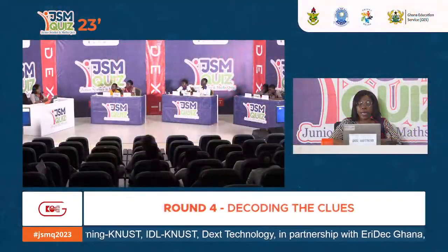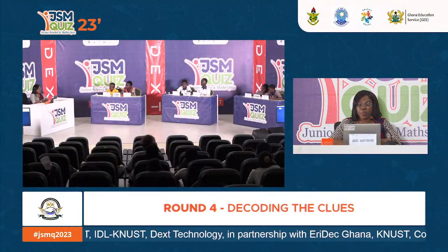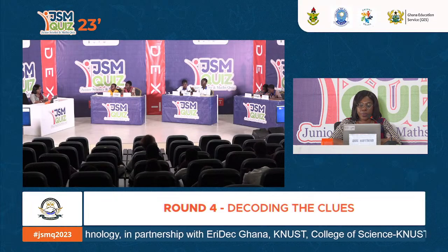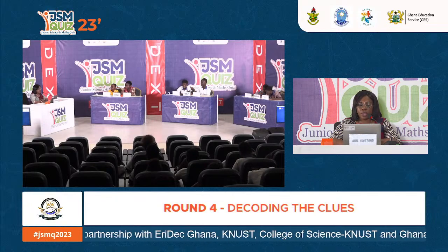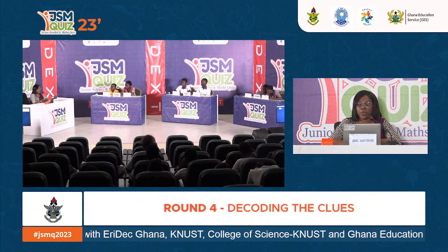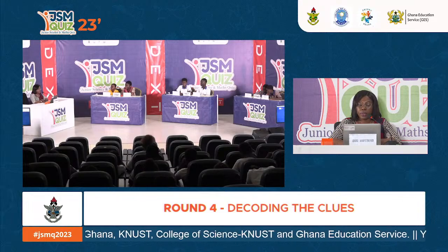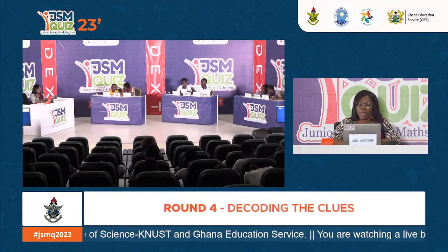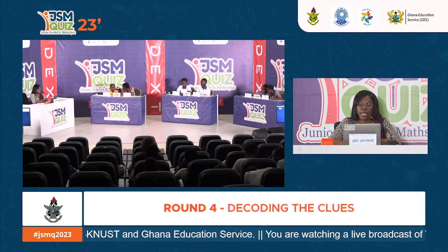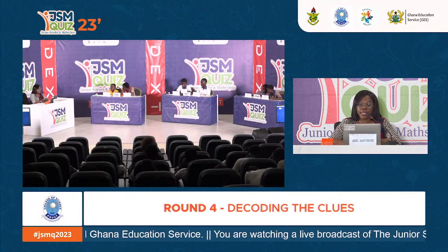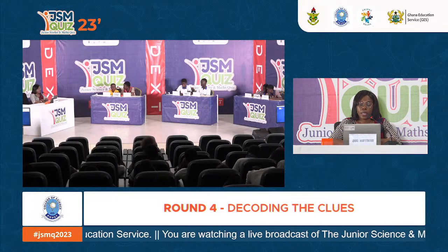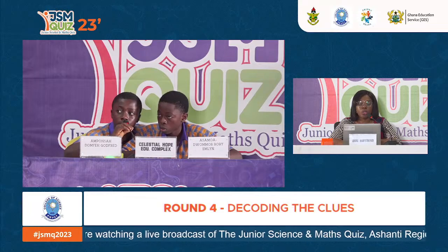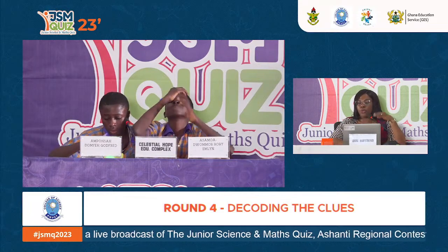I am an ancient branch of mathematics dating back to the time of the Greeks. I delve into the properties and relationships of dimensions. Points, lines, and planes are my fundamental concepts. I deal with shapes and space. Celestial Hope. Geometry. Geometry is correct on clue 4.